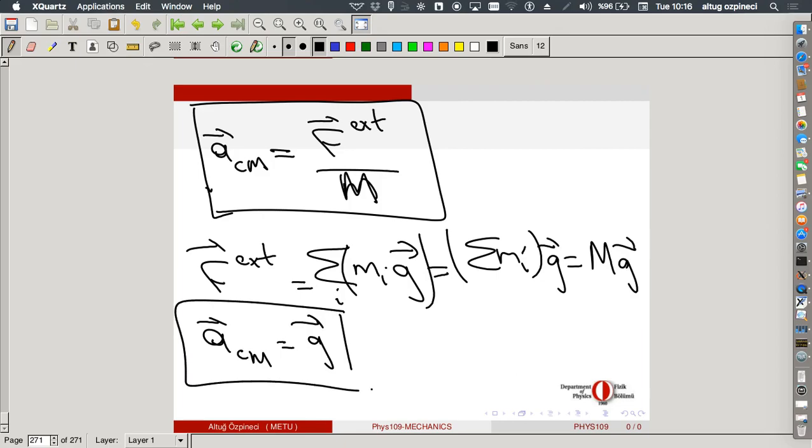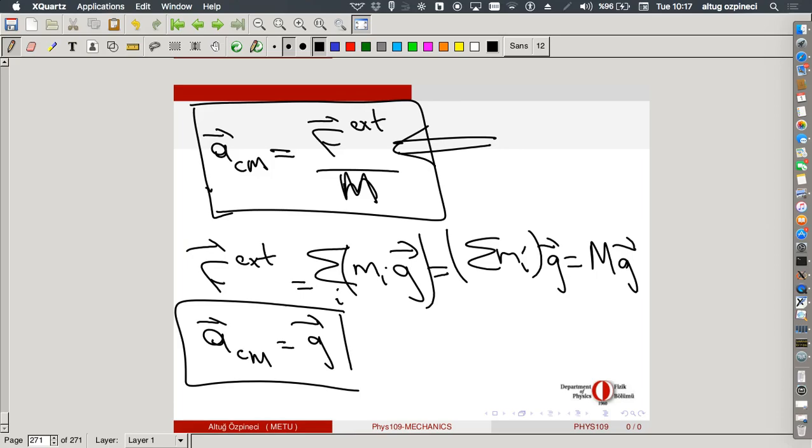And we already had seen that if an object has this constant acceleration, it will follow a parabola. This equation tells me that the motion of the center of mass of this thing will be a parabola independent of whether this object is rotating or not, or changing its shape, etc. The motion of the center of mass is only and only determined by the external force and nothing else.